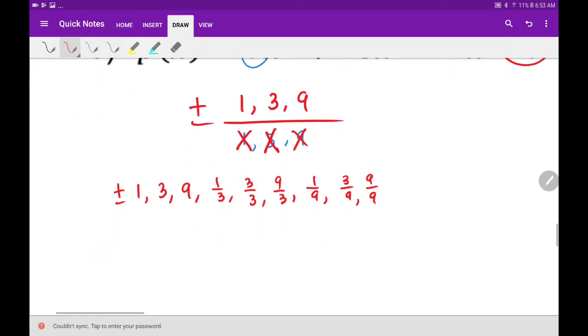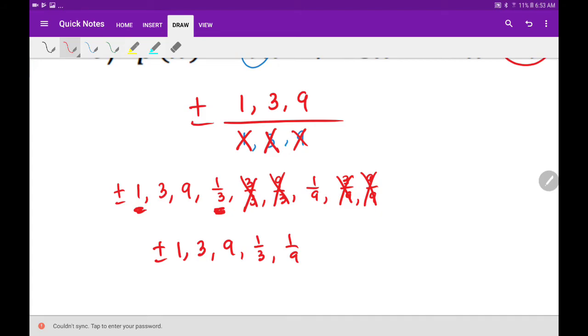Now in this stage, we go through and simplify and cancel the repeats. So 3 over 3 gives me 1. Since I already have 1, I'm just going to cancel it out and not worry about it. 9 over 3 simplifies to 3. I've already got 3, so I'll just cancel it out and not worry about it. Similarly, 3 over 9 gives me 1/3, which I already have. And then 9 over 9 gives me 1, which again, I already have. So my final list of answers, excluding those repeats, are plus or minus 1, 3, 9, 1/3, and 1/9. The positive and negative version of each of those numbers.